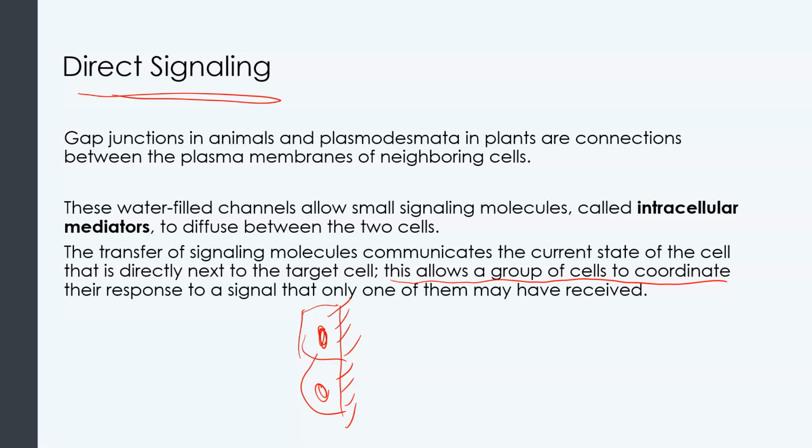mucus that's in our respiratory tract has trapped pathogens and debris and germs, and it sweeps all of that harmful stuff up and out of our respiratory system. So those cilia are coordinated and move together, move the same way at the same time. So anytime you have coordinated movement, that is typically gap junctions that are coordinating that movement.